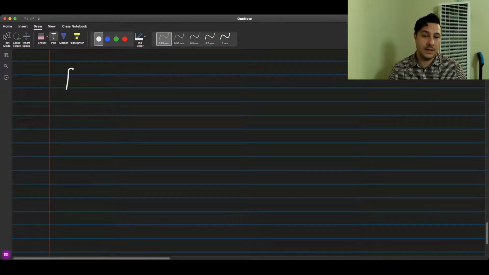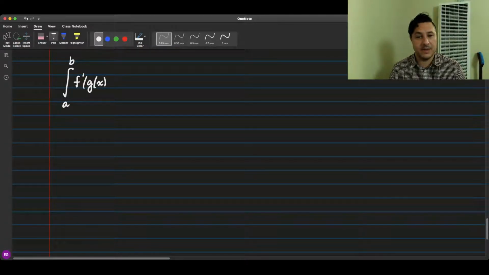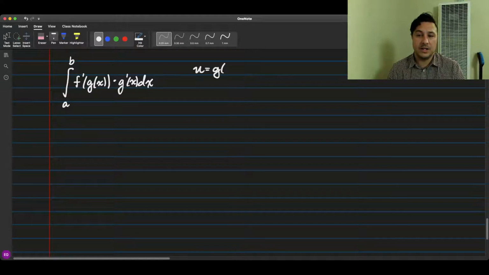Well, let's say that you're integrating from a to b, and basically it's the reverse of the chain rule. So you're going to have to identify some f prime of g of x times g prime of x dx. And then the idea here is that you're doing a u substitution. You're going to identify the g of x in that case, and then you're going to take the derivative of u with respect to x, which will give you g prime of x.